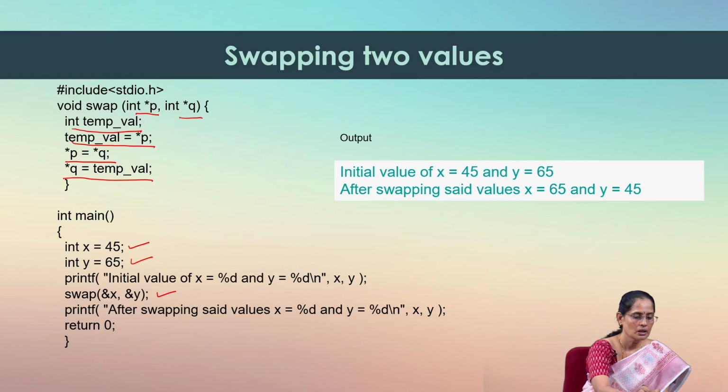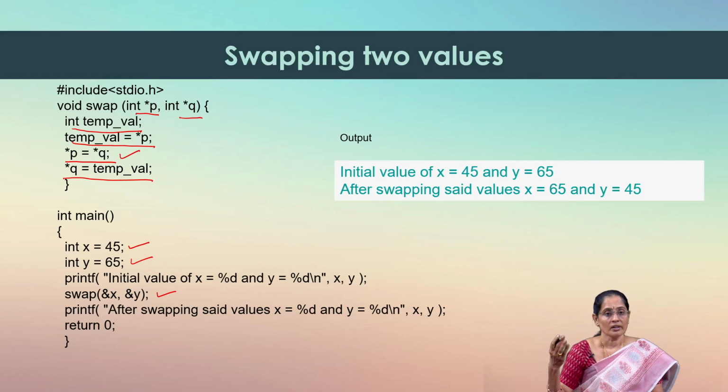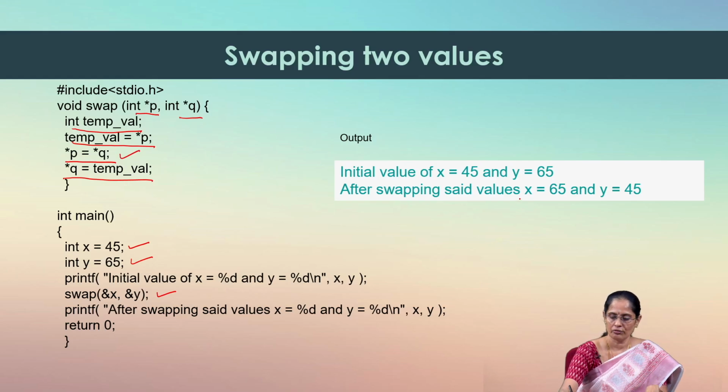Here we can see that *p = *q, in the sense that whatever value is stored in q will be swapped with the value stored in p. Okay. So, after swapping, we can see that the value of x has now become 65 and the value of y has now become 45, right.